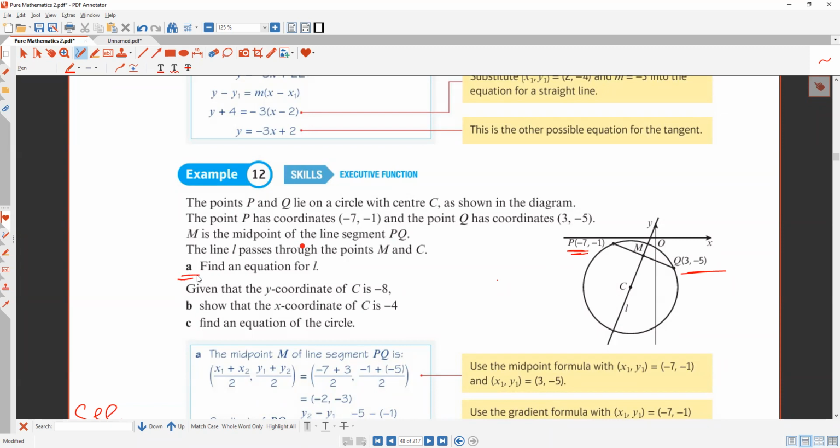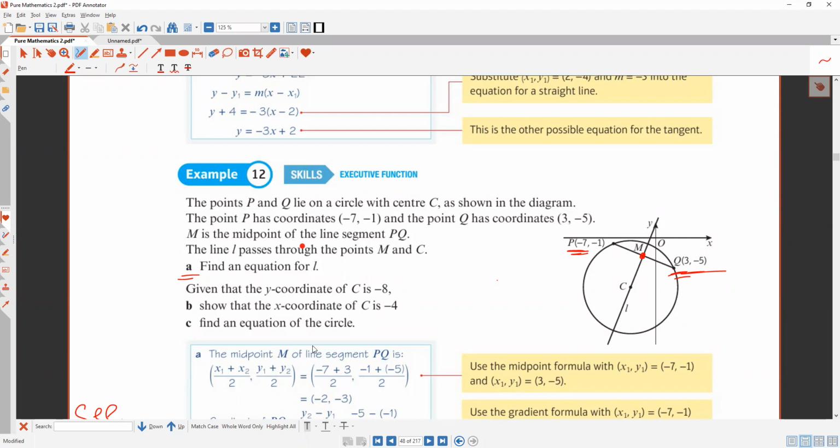That's for the A part, and most of you did it, so I'm not even doing it. I will just guide you guys. Find the gradient of PQ. Then do M1 times M2 is equal to -1 to find the gradient of line L. Once you have the gradient of line L, you have to find this point M too. That point M is the midpoint of PQ, so find the midpoint of PQ. So you have the coordinates, you have the gradient, and the line L is passing through it. You can find the equation very easily.